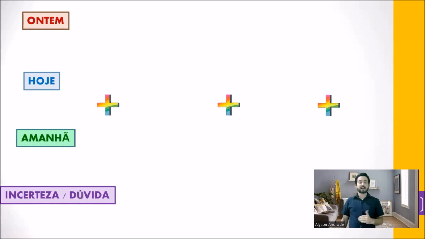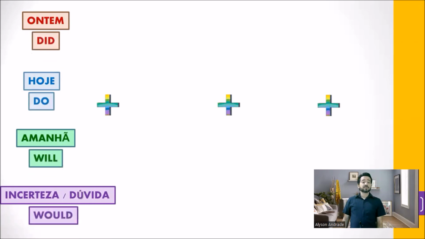In this slide, in my methodology, I use colors to indicate. Red indicates past, blue indicates present, green always indicates future, and purple always indicates uncertainty, doubts, when you are not sure about something. So the auxiliaries are did, do, will, and would. You are going to use those auxiliaries to create your question.